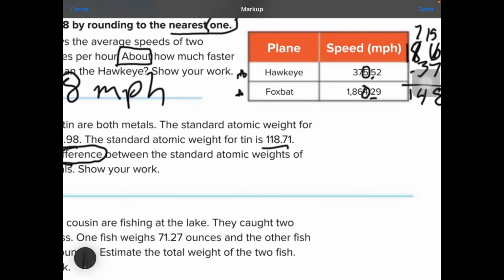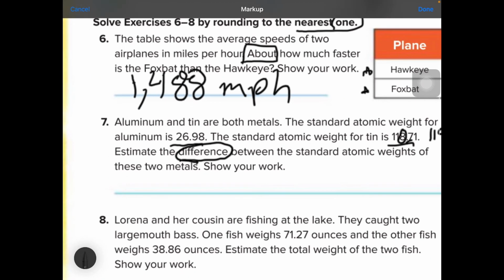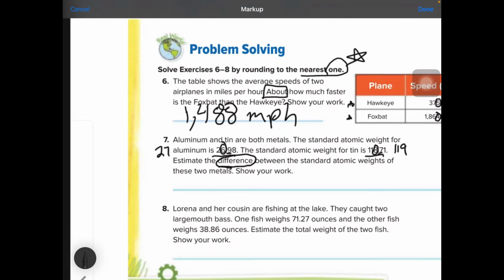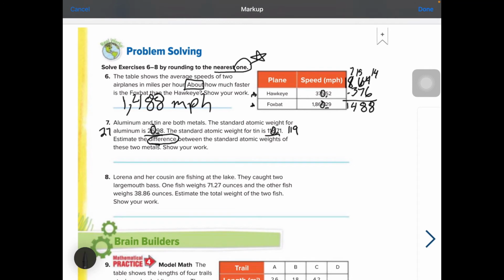So I'm going to blow this up, and here's my 1. That 7 is going to bump it up. So this is actually going to be 119. Come over here, and here is my ones category. That 9 is going to bump it up, so that's going to be 27. So we need to estimate the difference between 119 and 27. There's our estimated equation.